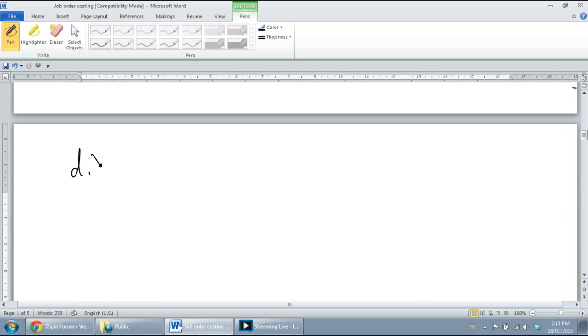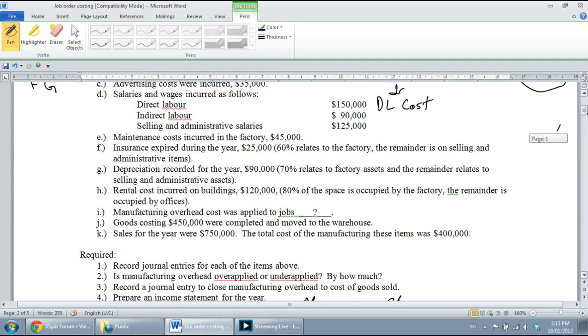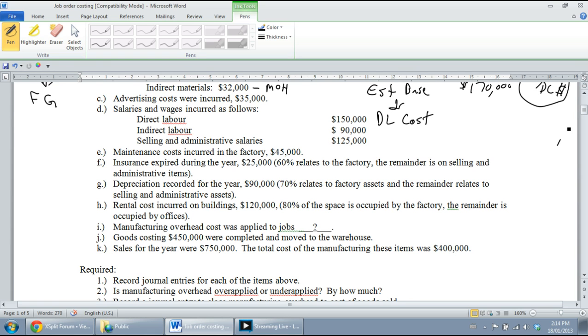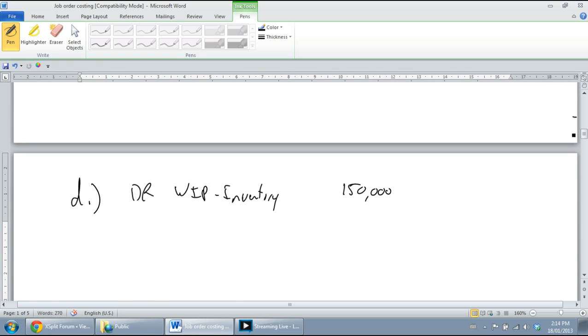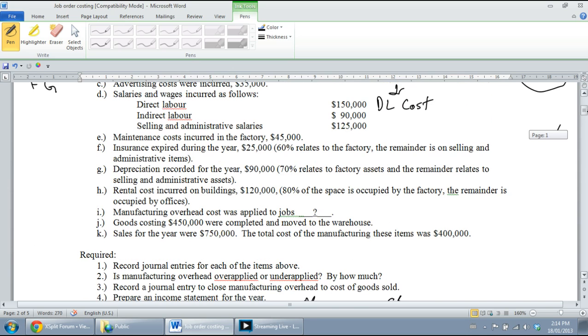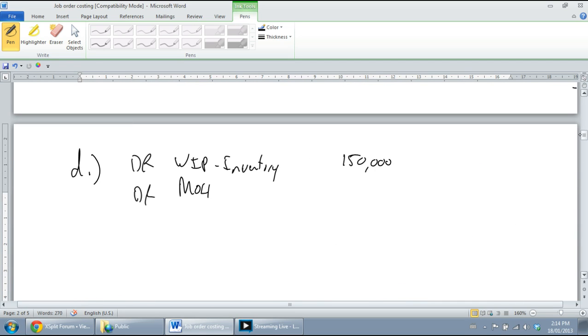So D, I'm going to debit WIP for my direct labor. My WIP cost is $150,000. Moving on, any indirect factory cost is an overhead cost, so I'm going to debit manufacturing overhead. I think it was 75, but let me take another look. Oh, it's 90. I'm glad I didn't write it.